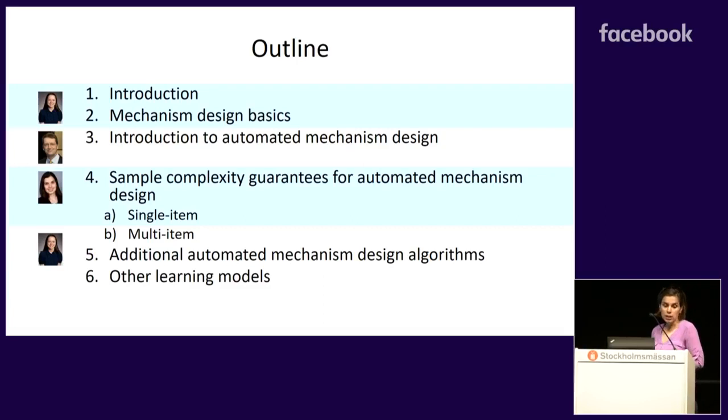Okay, and in terms of the structure of the tutorial, just to remind you in case you are familiar with what mechanism design is, we'll start with mechanism design basics and a very high-level overview of what mechanism design is, and Ellen will present that part. Then we'll talk about automated mechanism design, and Tuomas will present that part. Then I'll present formal guarantees, in particular sample complexity guarantees for automated mechanism design, and then Ellen will conclude by putting this into a broader context and discussing open directions.